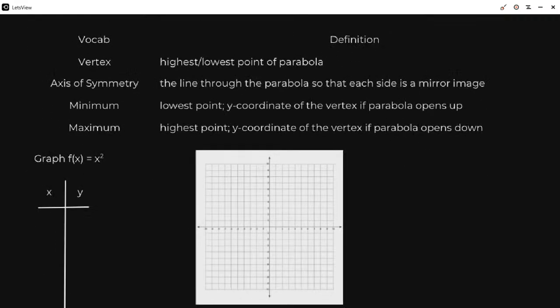So some vocab words. The vertex is the highest or lowest point of a parabola, and the parabola is the shape of the function. The axis of symmetry is a line through the parabola so that each side is a mirror image. The minimum is the lowest point, and that's going to be the y-coordinate of the vertex if the parabola opens up. And the maximum is the highest point, and this is going to be the y-coordinate of the vertex if the parabola opens down.